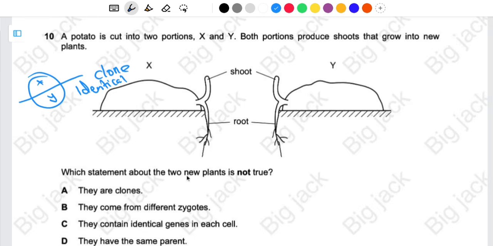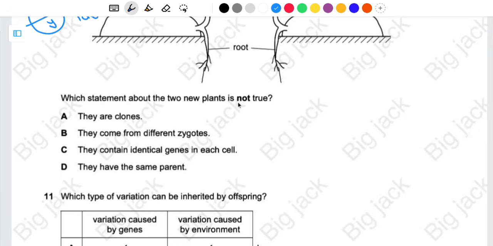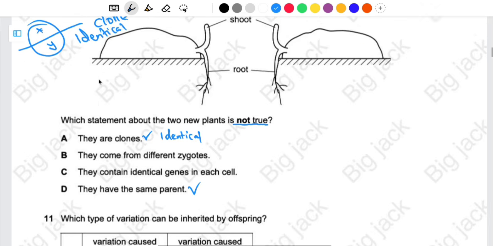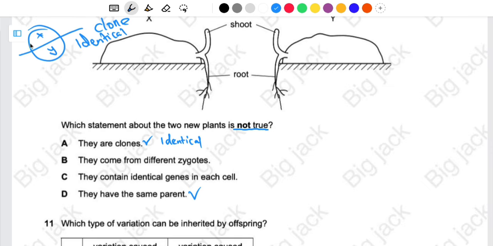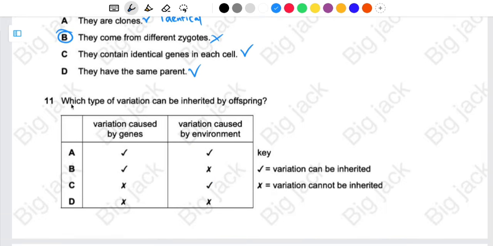So which statement about the 2 new plants is not true? The question is saying it's not true, not it is true. So they are clones. So this one is true, clone meaning to say they are identical. And then they have the same parent. This was a single parent, and we have gotten X and Y from a single parent. Then they can come from different zygote. No, they came from the single parent. Then they contain identical genes in each cell. Yes, so the answer is just going to be B, because it is saying which one is not true.